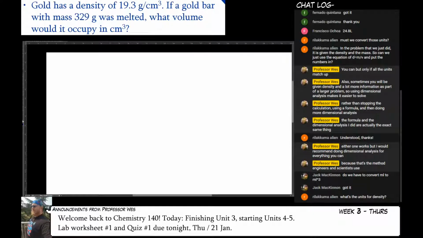All right, so gold has a density of 19.3 grams per cubic centimeter. And I'm given the mass of gold, 329 grams. So I want to get to volume. So I want to go from grams to cubic centimeters. I give you this density right here to do that. So we know that 19.3 grams is equal to a cubic centimeter.